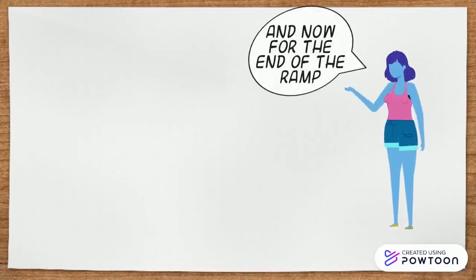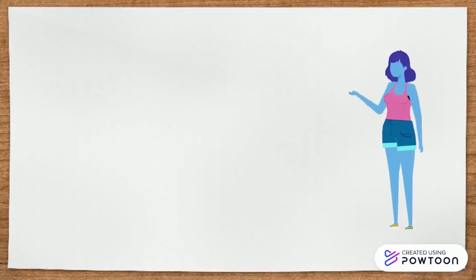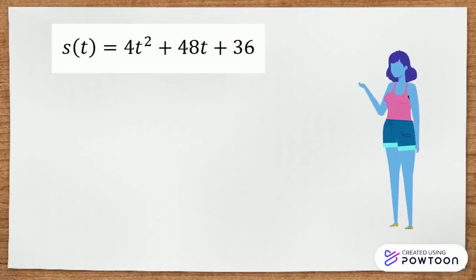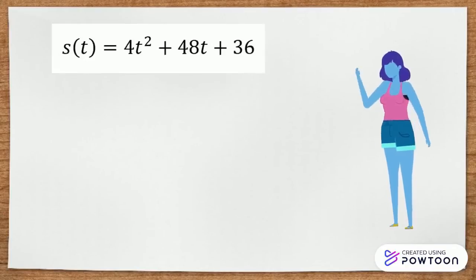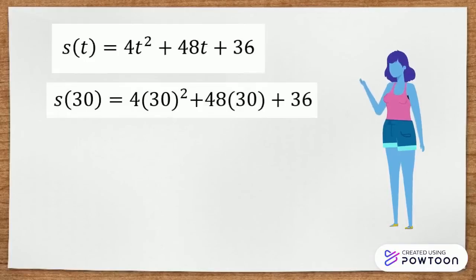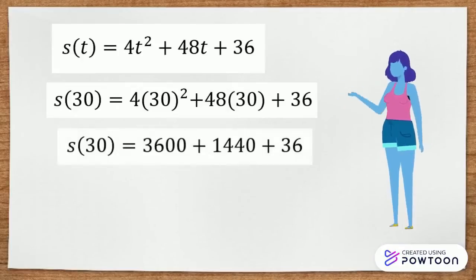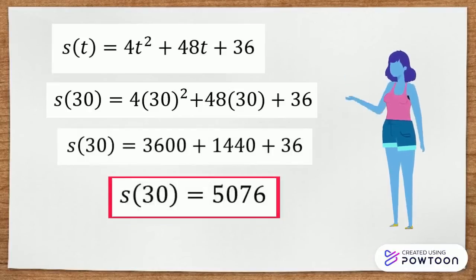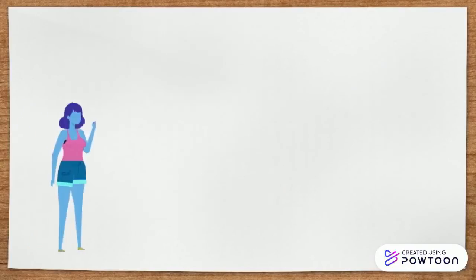And now for the end of the ramp, we will again use the given equation, then once again substitute the value of t, which is 30. That will be 4 multiplied by 30 squared plus 48 times 30 plus 36. 4 multiplied by 30 squared is equal to 3,600, then 48 times 30 is 1,440, plus 36. The final answer will be 5,076.